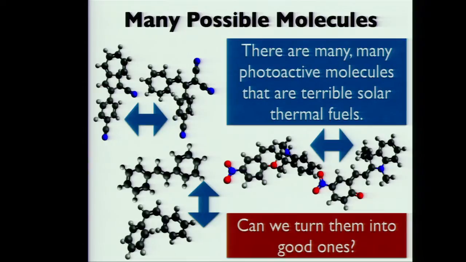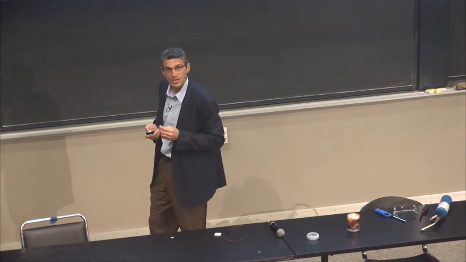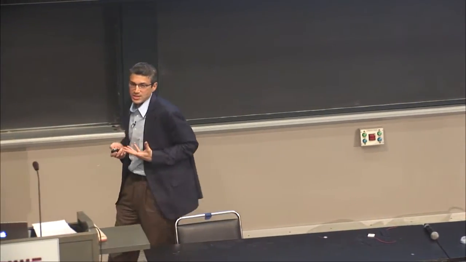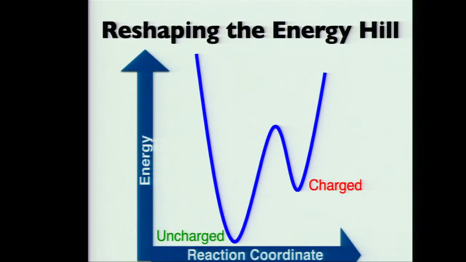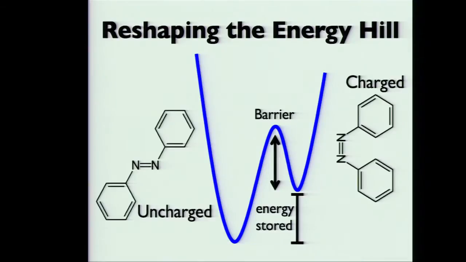And to understand how to do that, we put on our materials design caps, and we have to go back to our energy hill. In this case, what you have is a reaction. You have a reaction coordinate, and you have energy. You have these molecules that are uncharged, and then they get charged, and so they look like this in a reaction coordinate. The difference between those two minima would be how much heat you can store. And then the barrier is what you have to overcome, both to charge it as well as it's sort of related to the stability in the charged state. So if we look at this now and think about our molecules, let's take azobenzene. This is the one I showed you before.